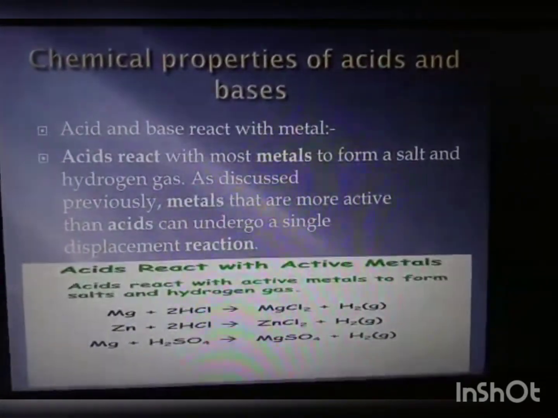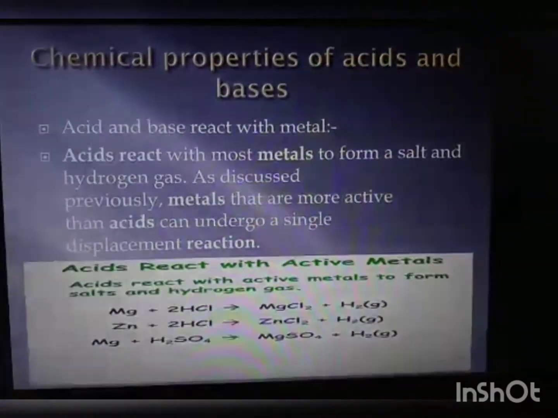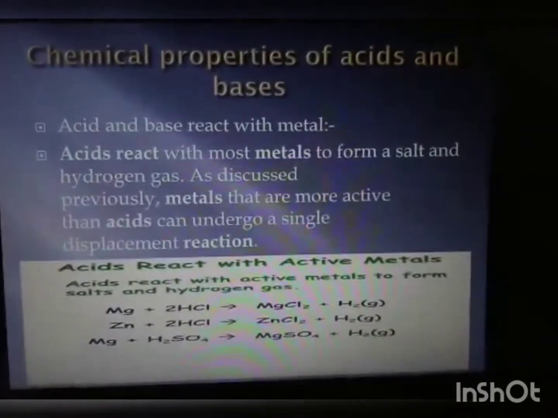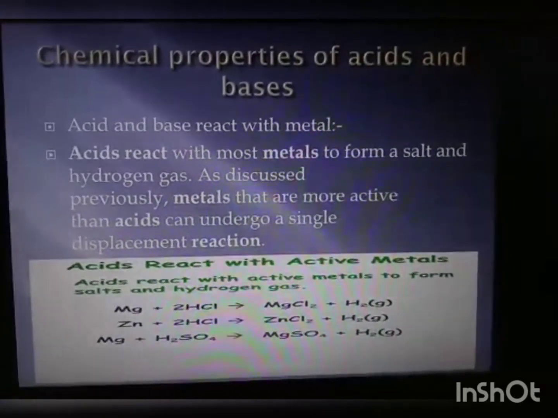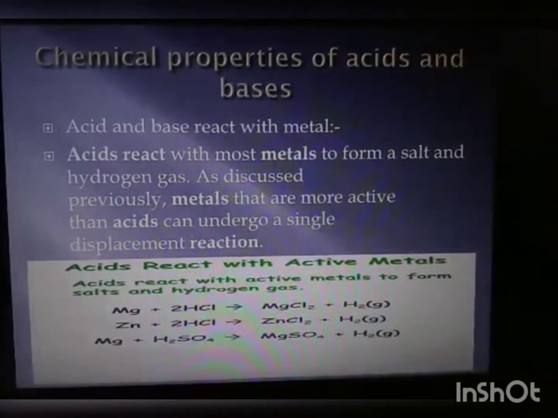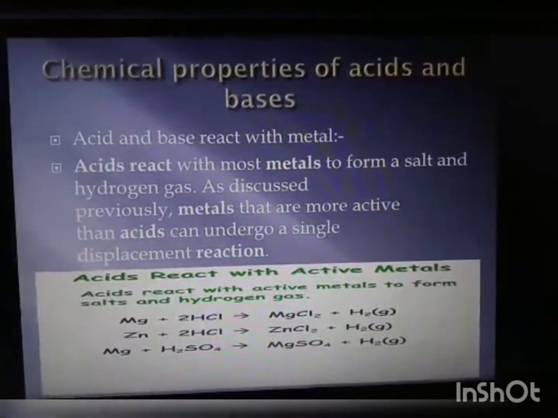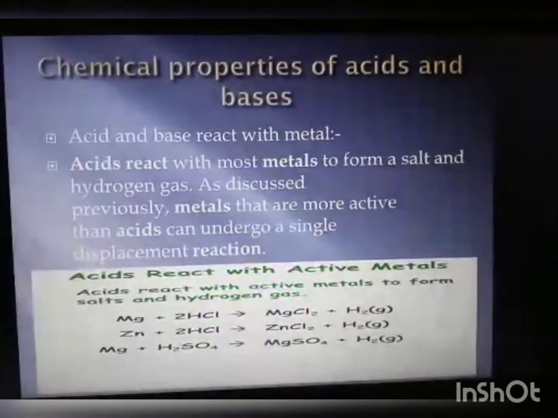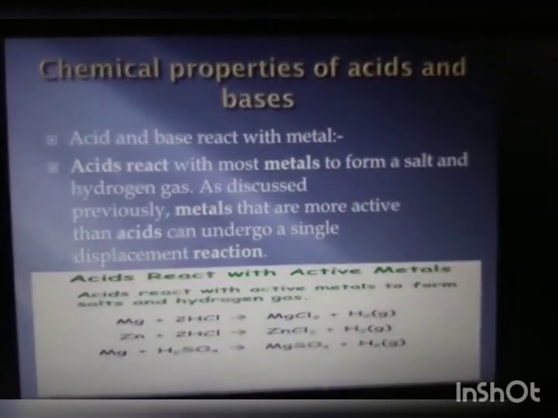See students, for any chemical reaction of acid, the hydrogen ion or hydronium ion which is present in its aqueous solution is responsible. Certain examples we have discussed, that acid reacts with active metal to form salt and hydrogen gas. In these three reactions it's there.